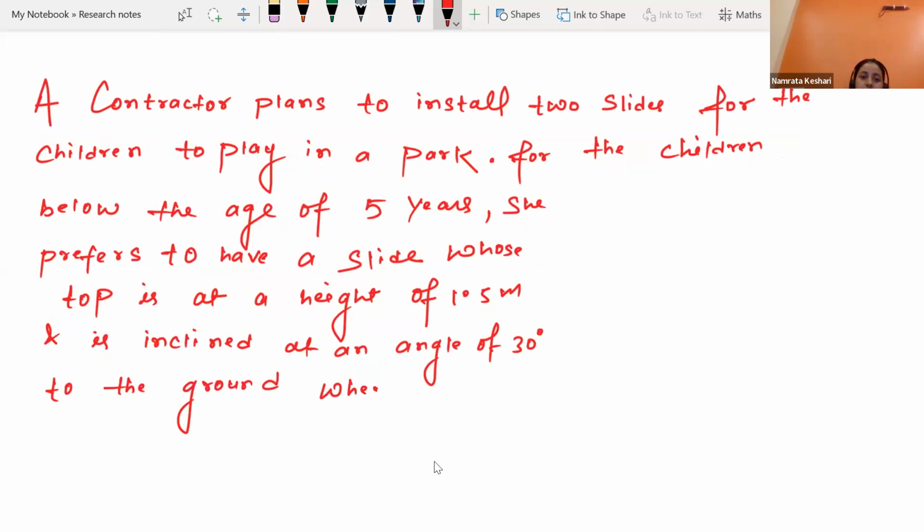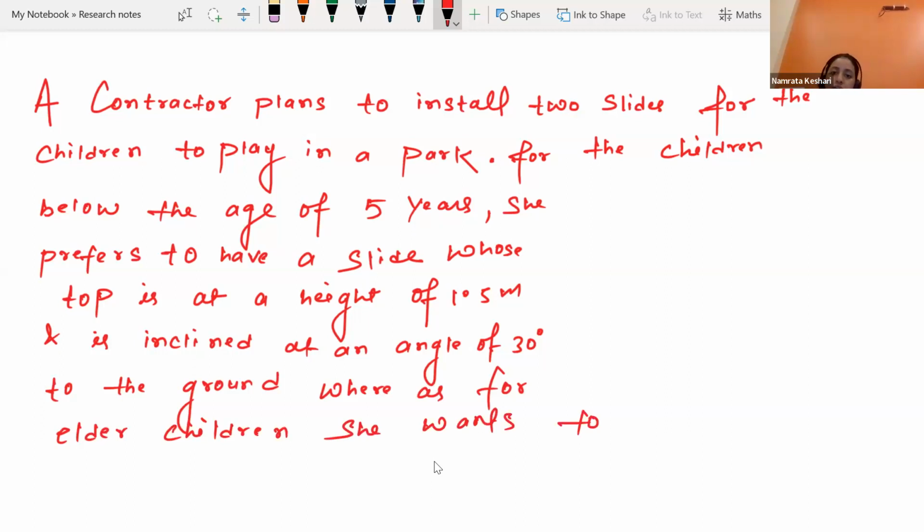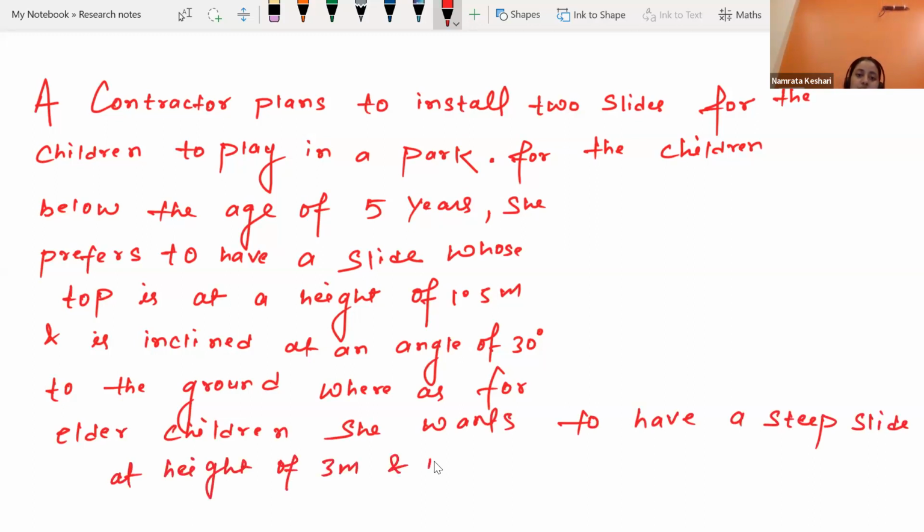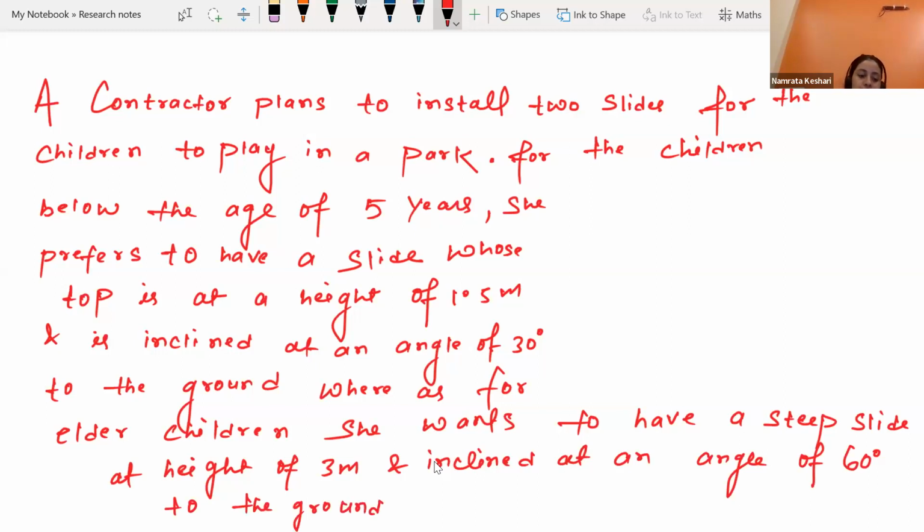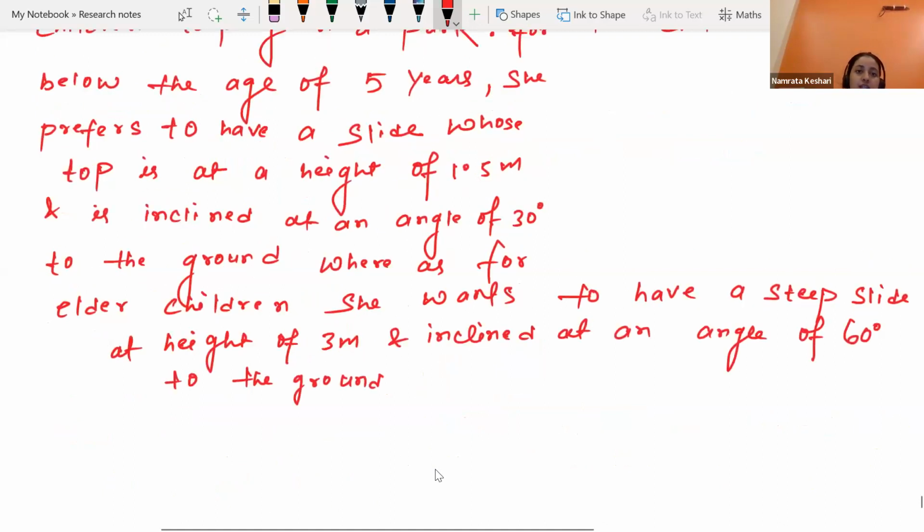whereas for elder children we want to have a steep slide of height 3 meter and inclined at an angle of 60 degree to the ground. What should be the length of the slide in each case?